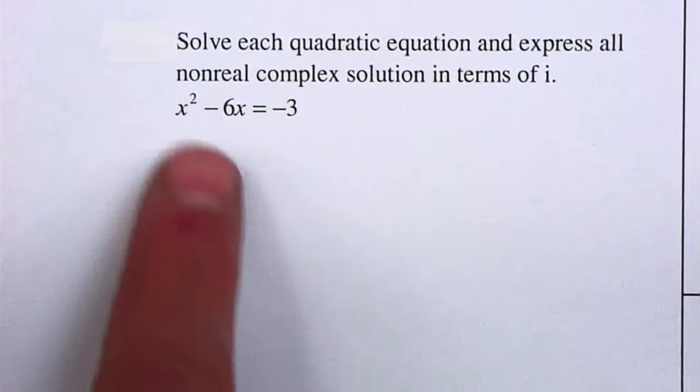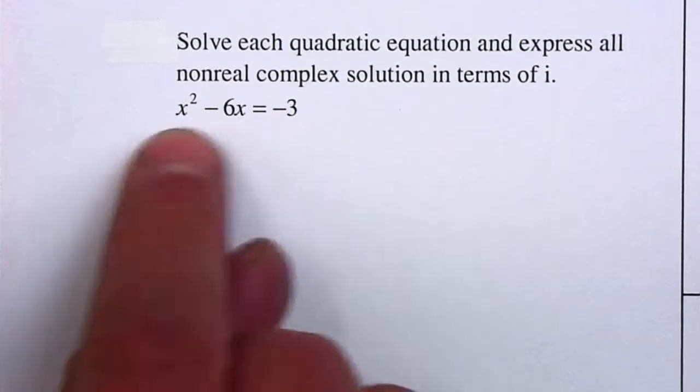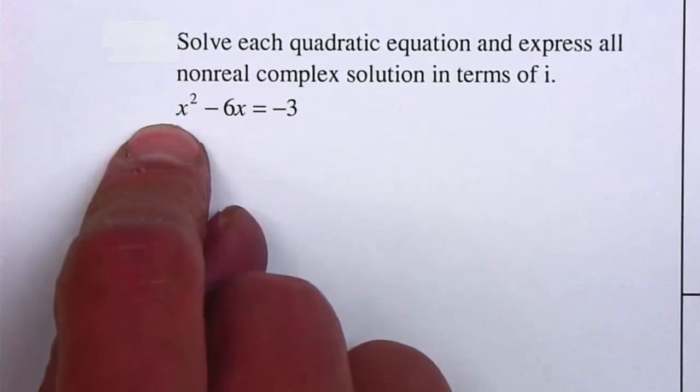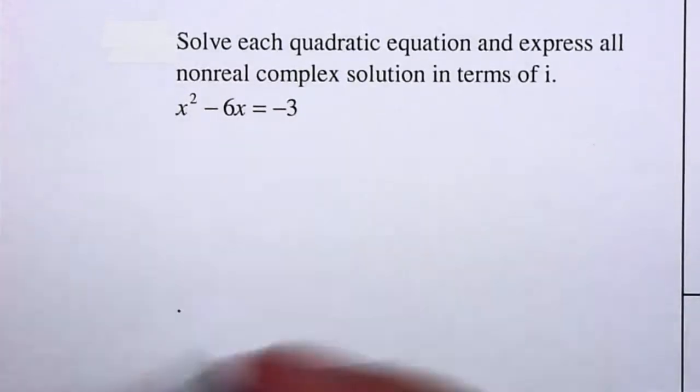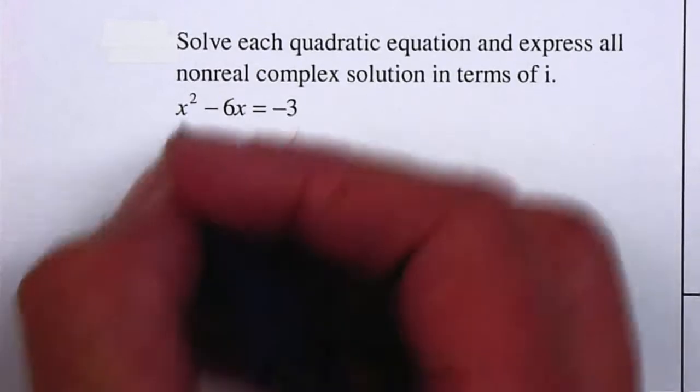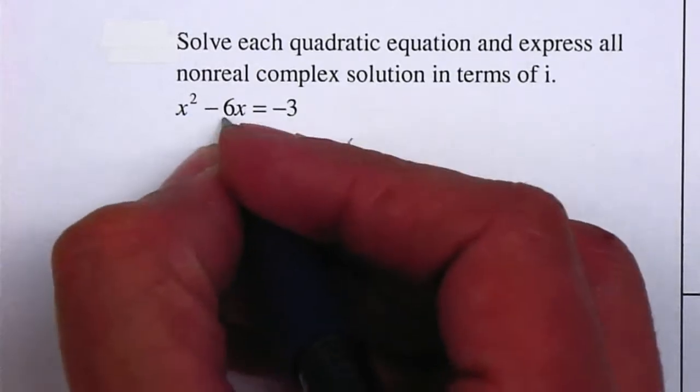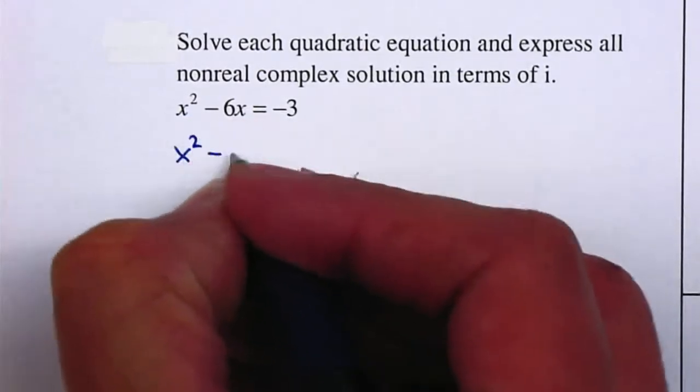Now remember that to complete the square, this should be even and your coefficient should be 1. In this case, they both are. This is a coefficient of 1 and this is even. So I'm just going to make some space to complete my square.